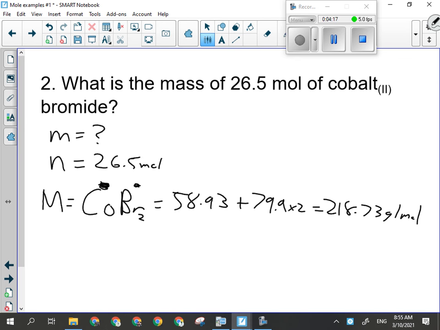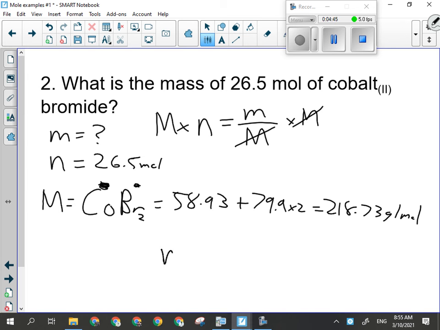So I need to find little m. The mole equation looks like this: N equals little m over big M. I need to get little m by itself. If I want to move big M, I do the opposite operation. I'm dividing by M right now, so I multiply by M. What I do to one side, I do to the other, and now I've got my manipulation done and I can solve for mass.